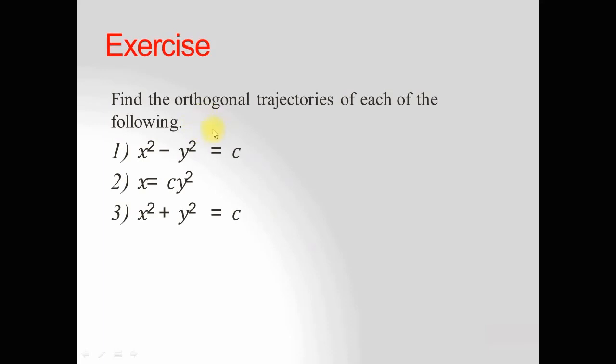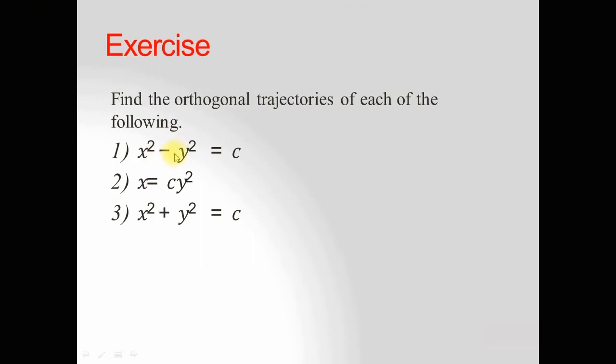Now here is an exercise for you, dear students: try yourself to find the orthogonal trajectories of each of these families. x² - y² = c. I want to give you some hints. First of all, taking the derivative of this equation, you will get the differential equation of the given family of curves, and then taking the reciprocal of the differential equation, you will get the differential equation of the required orthogonal trajectory.